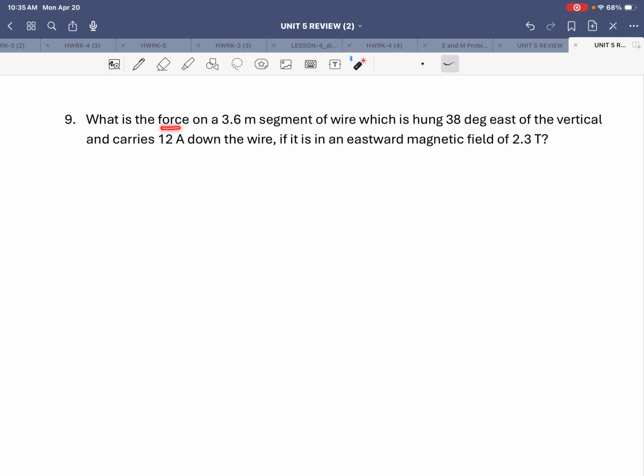So we have to find the force on a 3.6 meter segment of a wire. So we have the length of the wire equal to 3.6 meters. And we need to find the magnetic force that is applied to it. So that's the unknown. Now, this wire is hung at 38° east. So what that means is that if this is the vertical, then the wire is hung at 38° east. And 38° east will be going this way. Remember, here is the compass. So this is east and this is west.